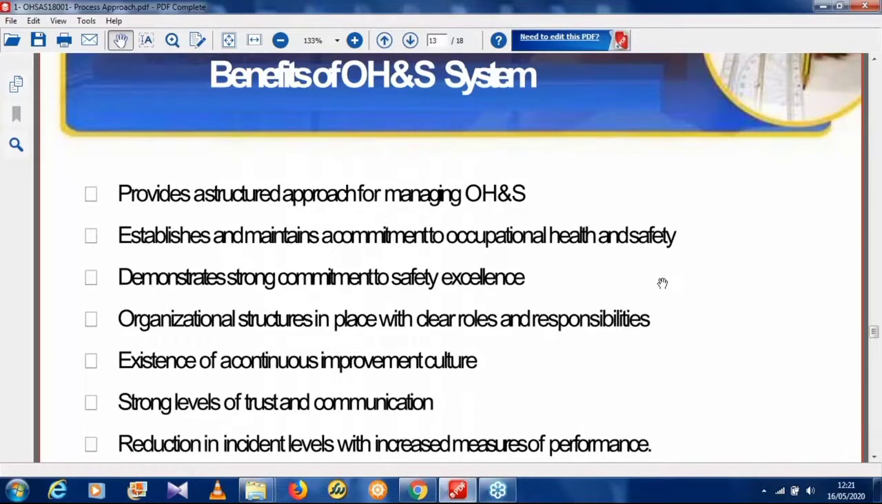That's what we call the safety culture. Okay, safety culture is really a way of life. All right. So another benefit of an occupational health and safety system is that it establishes and maintains a commitment to occupational health and safety. That's what I was just talking about, making it a culture, because as you keep practicing it, it becomes part of you. It becomes a way of life. It becomes a culture. You get committed to it.